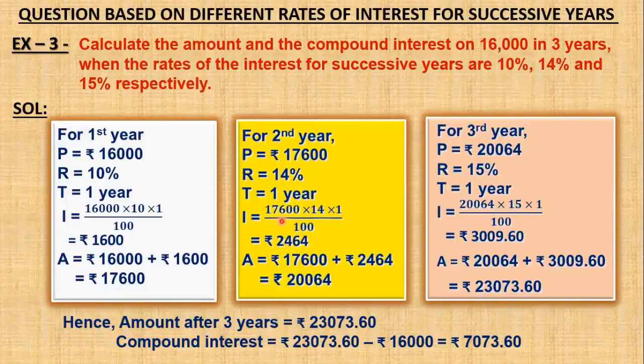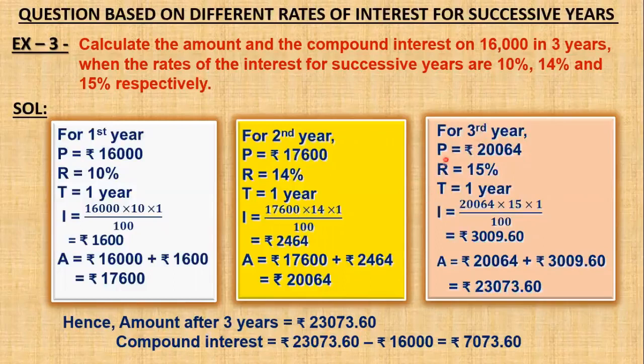For second year, the rate is not 10%, rate is 14%. So interest will be equal to principal into rate into time upon 100, that is rupees 2,464. So amount for second year will be rupees 17,600 plus rupees 2,464, that is 20,064. This amount will act as principal for third year.